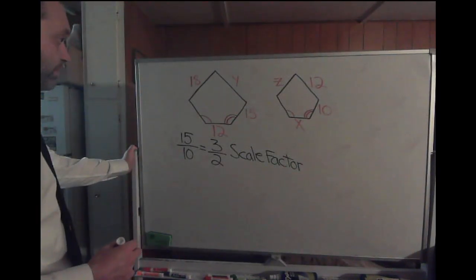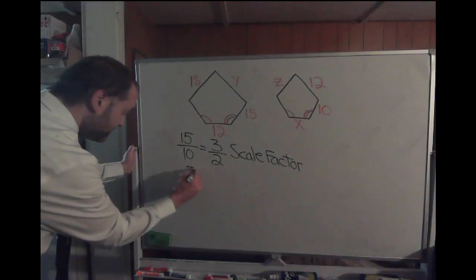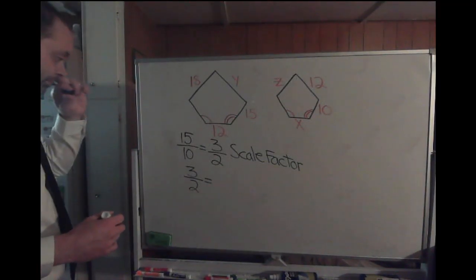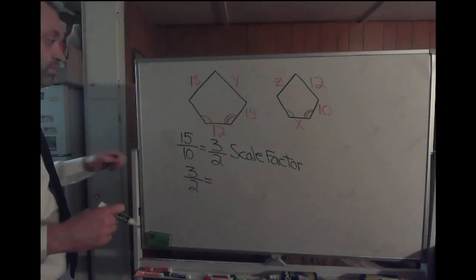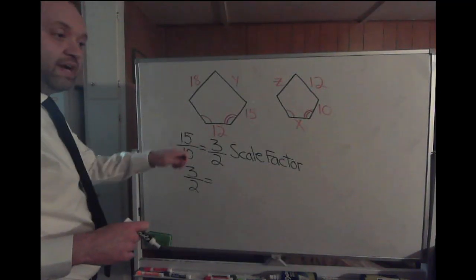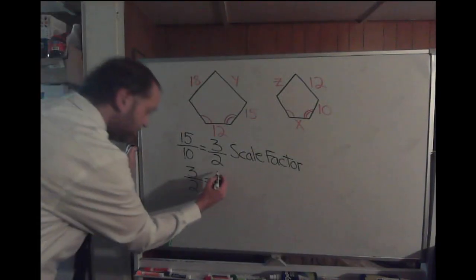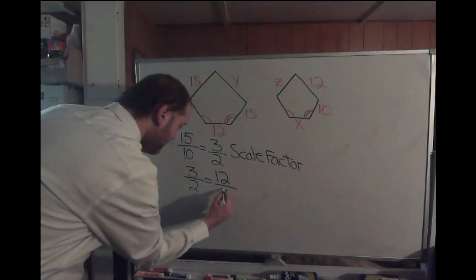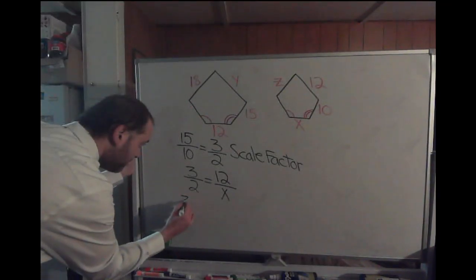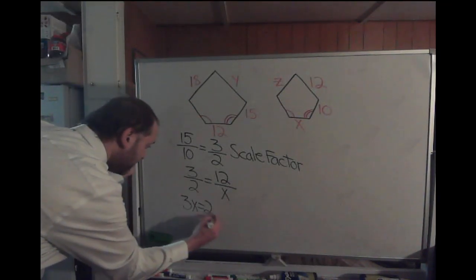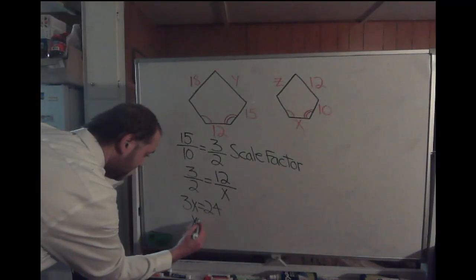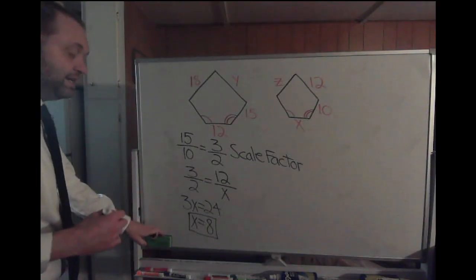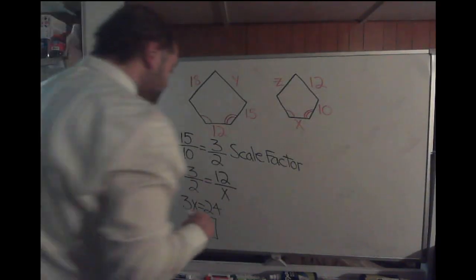Now, let's solve for x. Of course, take your scale factor of 3 to 2, set that equal to, we want to solve for x, so the 12 is going to come first since the scale factor is based off of the left pentagon first. You'll put your 12 in the numerator over your x in the denominator, which would then give you that 3x equals 24, which means that x equals 8. So the value of x that we should get is 8. Now let's do the solve for y.